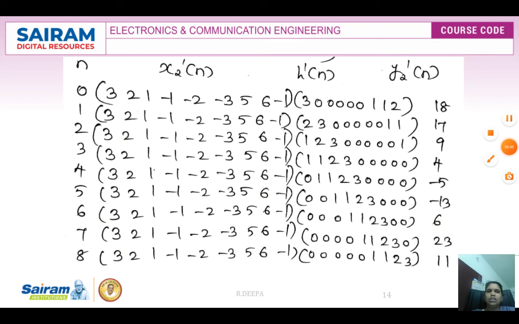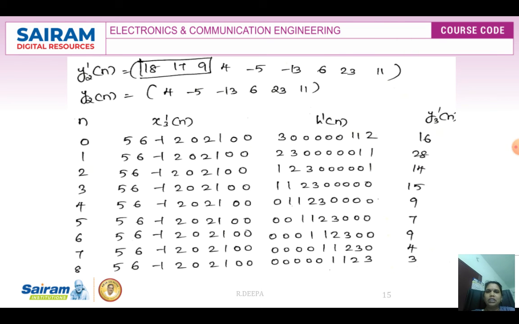The next step, as I told, is you need to calculate y2 dash of n, which is obtained by taking the 9-point circular convolution between x2 dash of n and h dash of n. Do the circular convolution procedure and get the output y2 dash of n, which is 18, 17, 9, 4, minus 5, minus 13, 6, 23 and 11. Again, even here you need to remove the first 3 samples. Why? Because the first 3 samples have already been calculated in y1 dash of n. So remove these and you start with 4, minus 5, minus 13, 6, 23 and 11. In this way you calculate y2 of n.